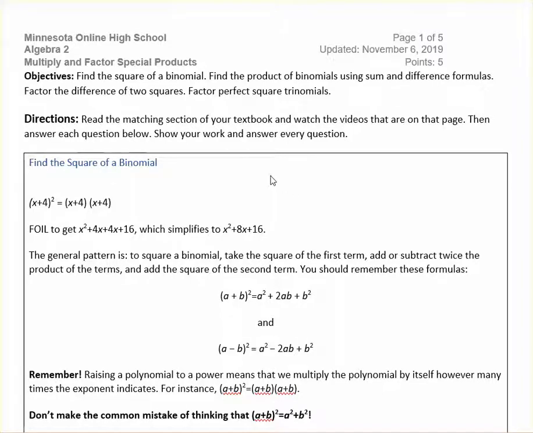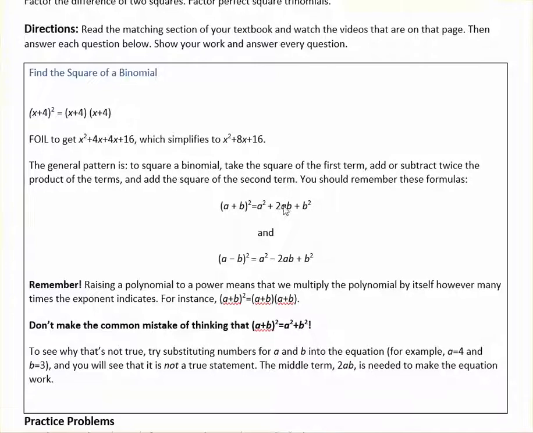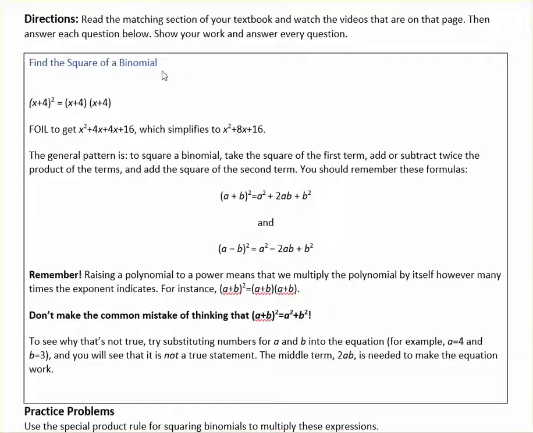In this video we are going to multiply special products and then we're going to factor special products. So we'll do one and then we'll undo it. The first part we're going to do is find the square of a binomial. That means that you have a binomial, two terms, and you're multiplying it by itself.